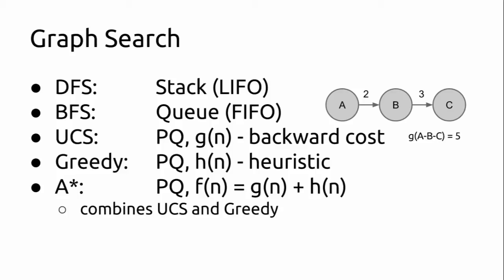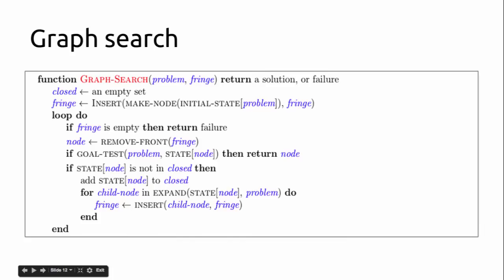Moving on to greedy. It's also going to use a priority queue, but the priority is going to be H of n, which is our heuristic value. And then we have A star, which is just kind of a combination of uniform cost search and greedy search.